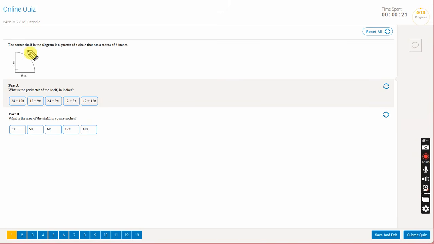So here, what is the perimeter of the corner shelf in the diagram, a quarter of a circle that has radius 6 inches? Now perimeter is everything outside. The 6 and 6 inches are already given to you, but what is the perimeter left? It's this top part. Now how do you find the outline of a circle? The outline of a circle is the circumference, right? So that is 2 times pi times r.